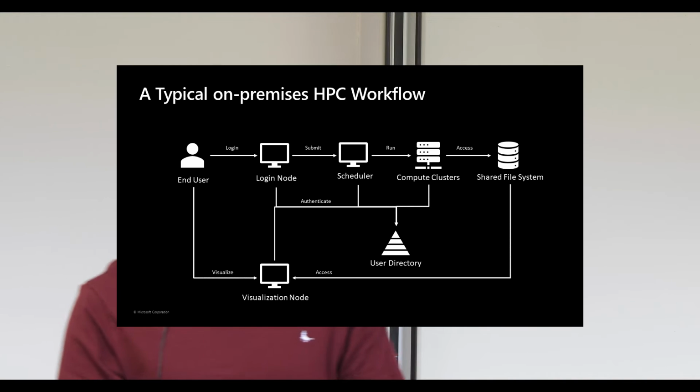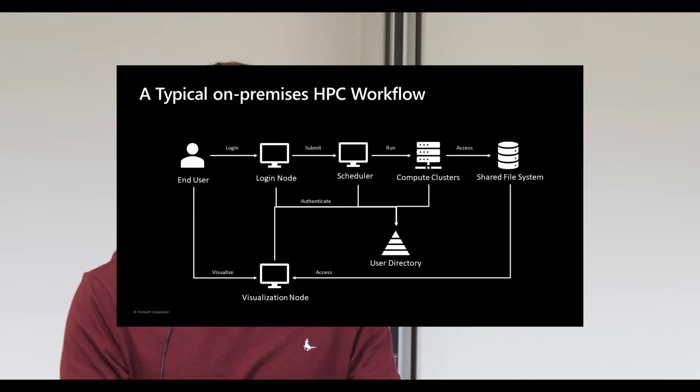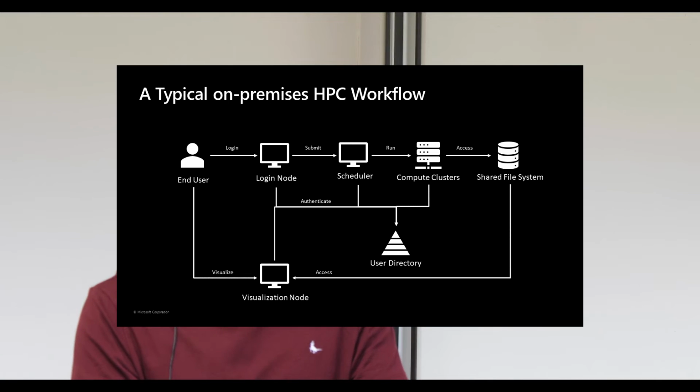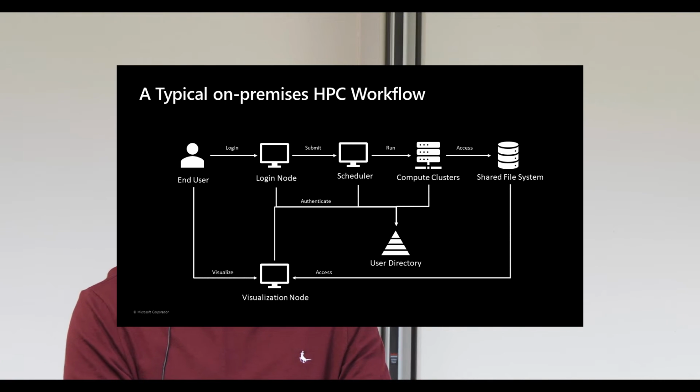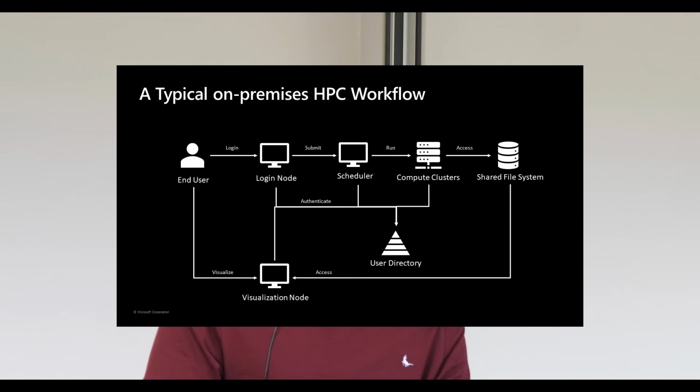Quite simply, end users typically access a cluster through a login node, for example, with SSH. They'll submit jobs to a scheduler, and then the jobs will be scheduled and run on the compute. There'll be some form of shared storage where the results will be written, and then users will wait for their jobs to complete, and might then use a visualization node to view the output. And then the whole system has a user directory for authentication.